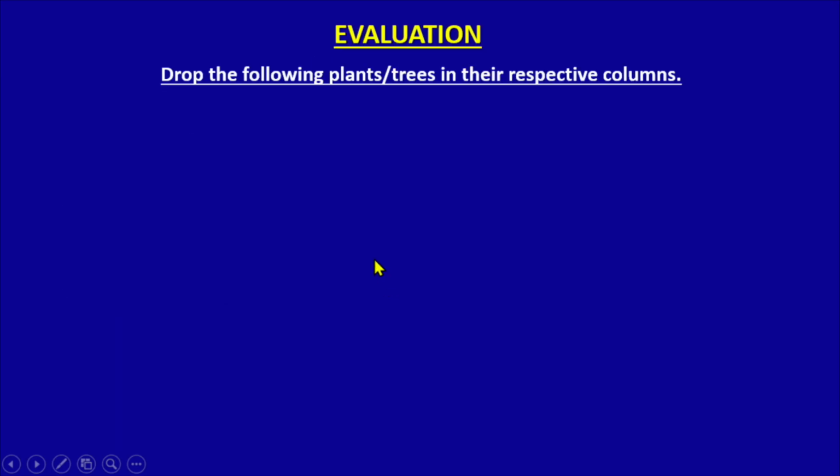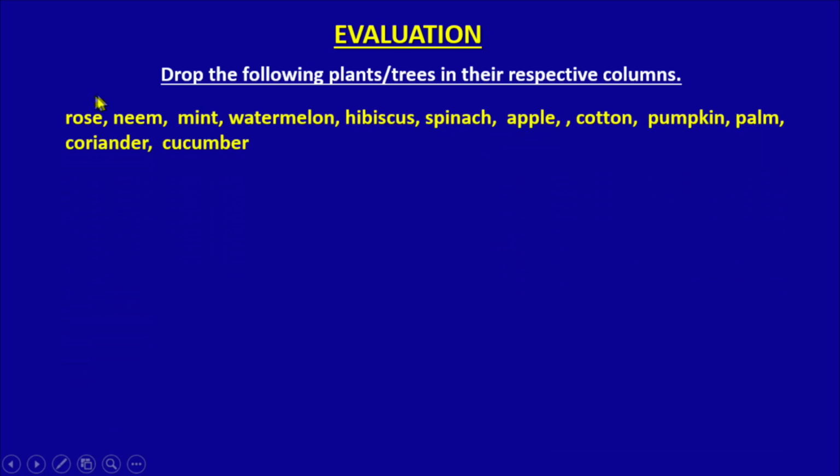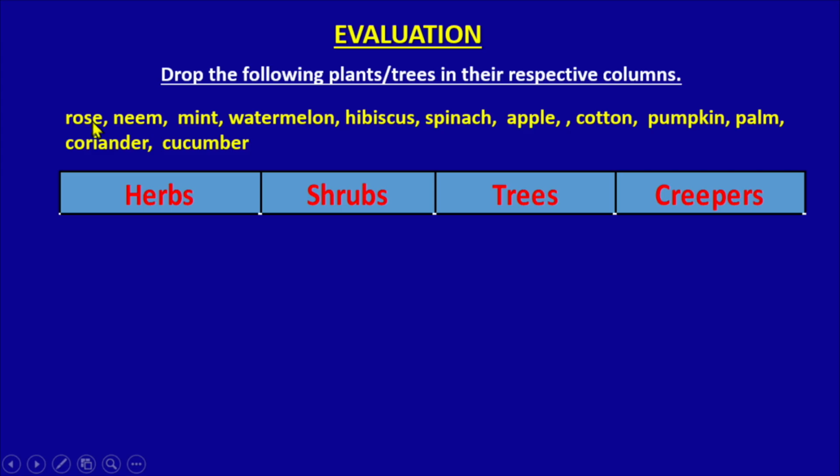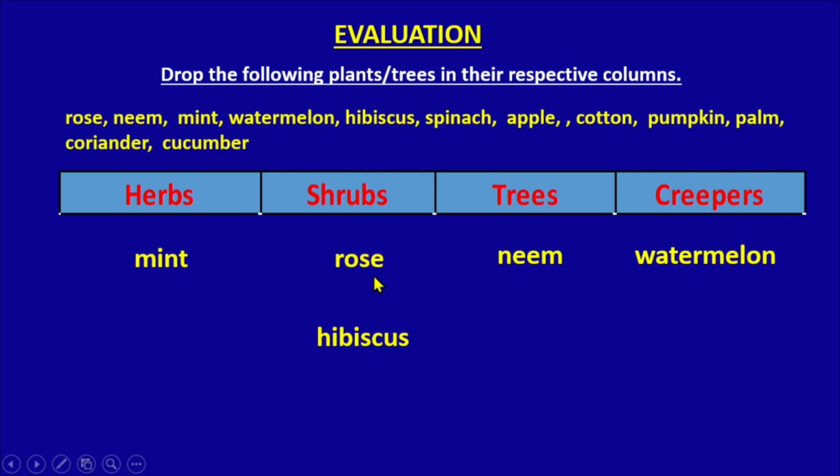Drop the following plants, trees in their respective columns. Here you can see different plants. Now we have to drop them in their respective columns. What is it? A rose. Is rose a herb, shrub, tree or a creeper? Yes, it is a shrub. And neem, it is a tree. Mint, it is a herb. Watermelon, it is a creeper. It grows on the ground. Hibiscus, it is a shrub. It has multiple stems.